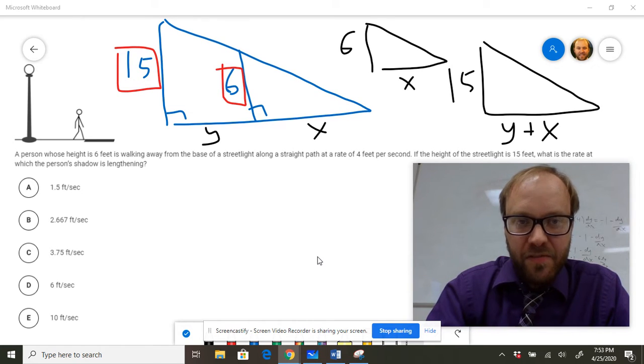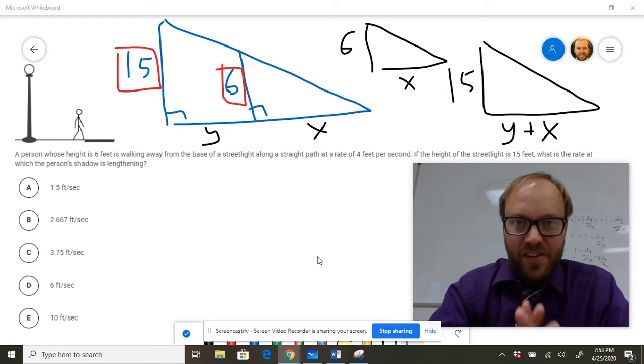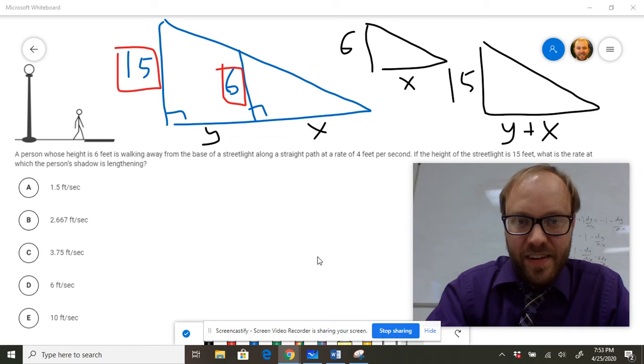So we've got a 15-foot post. Notice I put a box around it. That is constant. It's always really important to note what's constant. And then the person's height is 6 feet and the person is walking away from the pole.